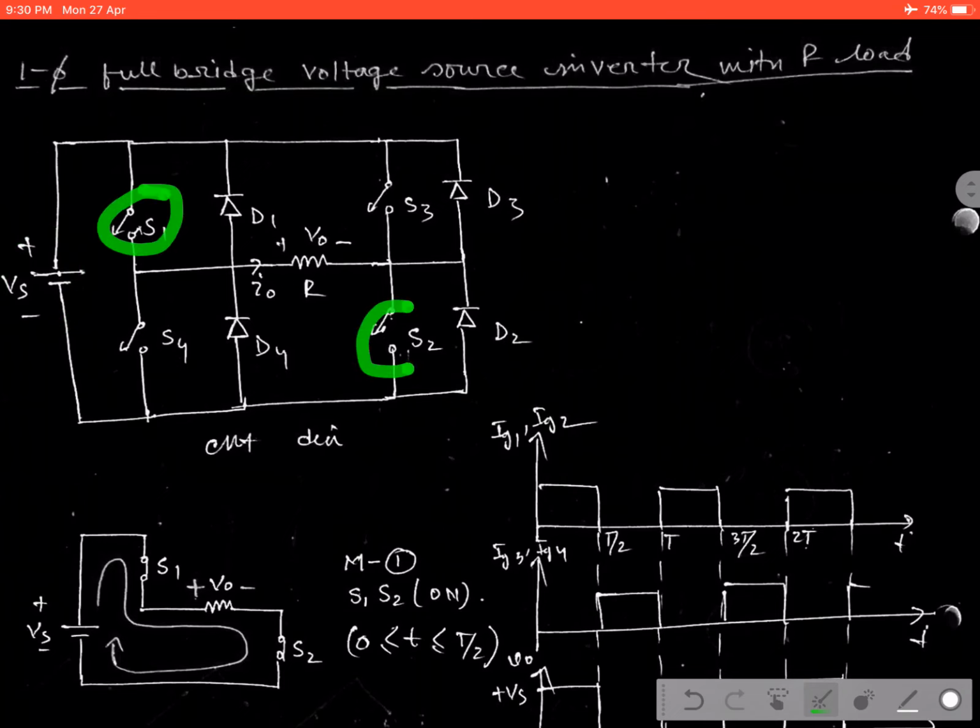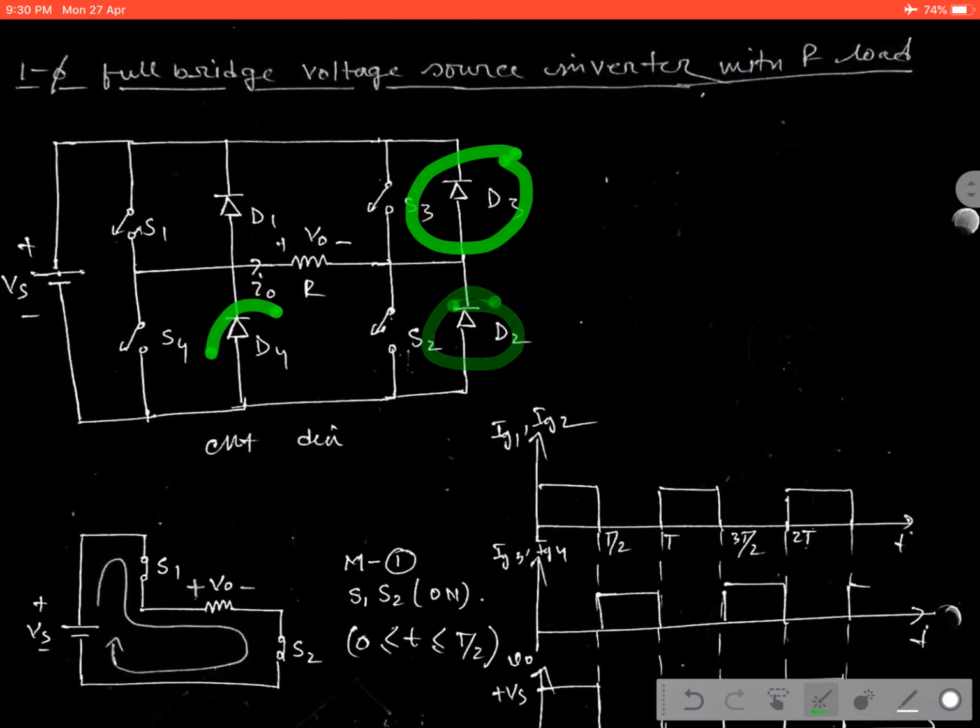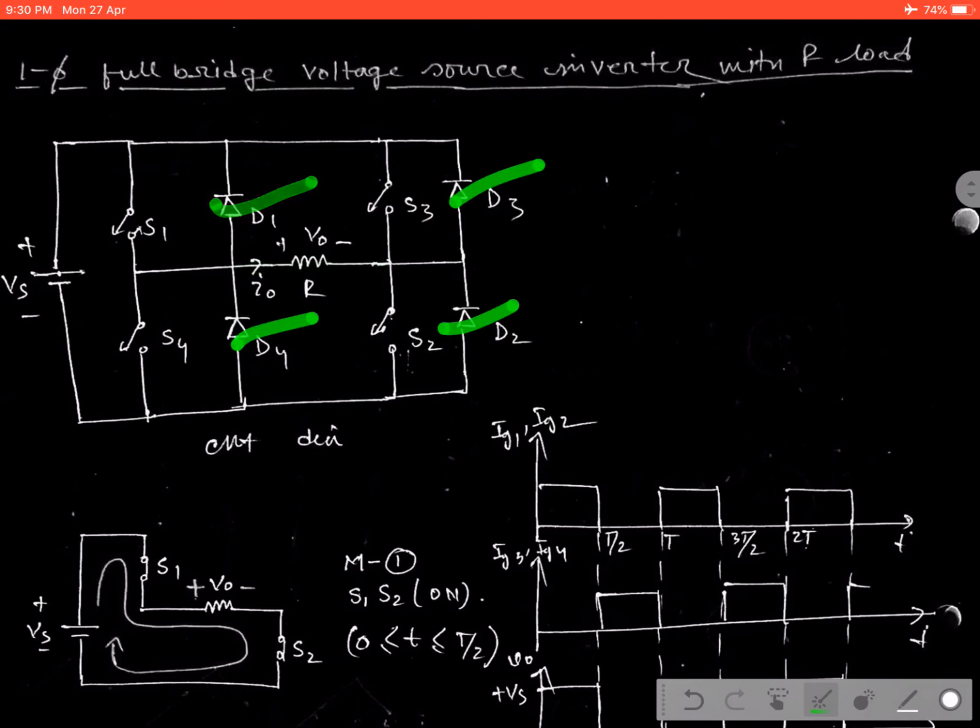Switches S1, S2, S3, S4 will form a bridge for R mode operation, and D1, D2, D3, D4 will form another kind of bridge, or diode bridge, when we change the load further to an RL load. In this operation, as the R load is there, there is no question of a charging and discharging path. That is why the diodes D1, D2, D3, D4 will not conduct. But whenever we apply an RL load over here, then the utility of the diodes will be found.